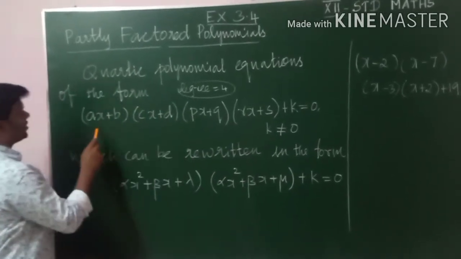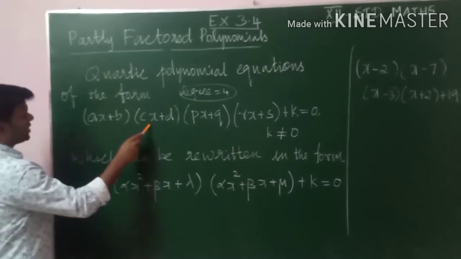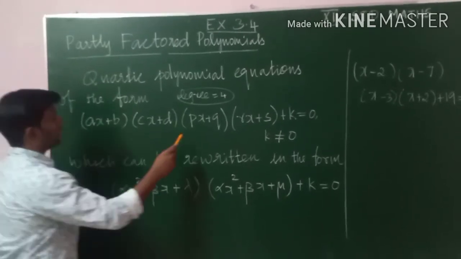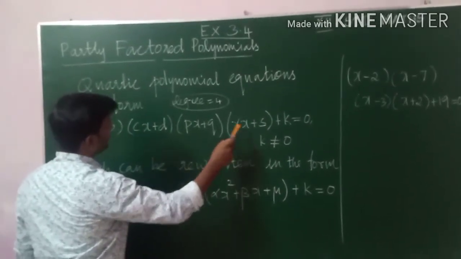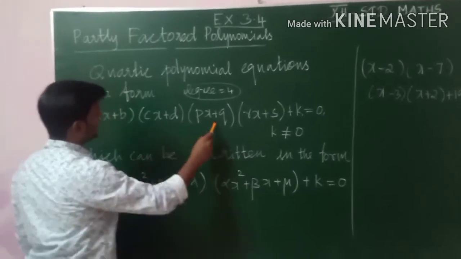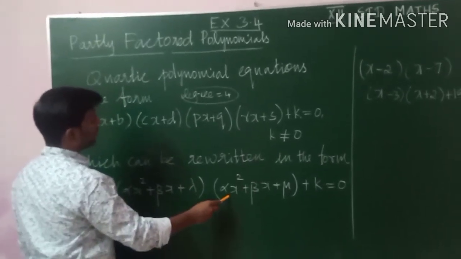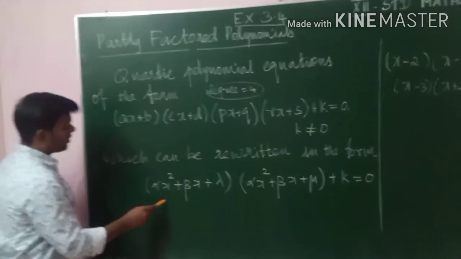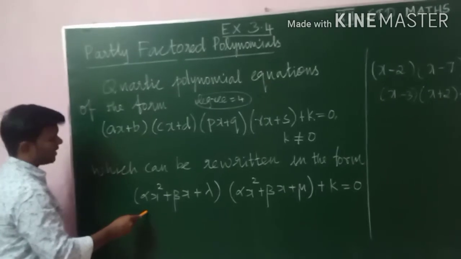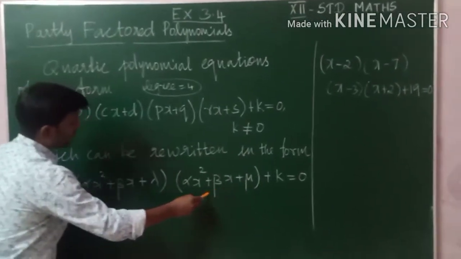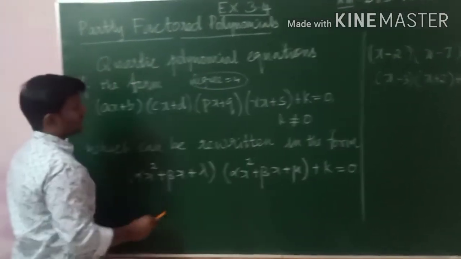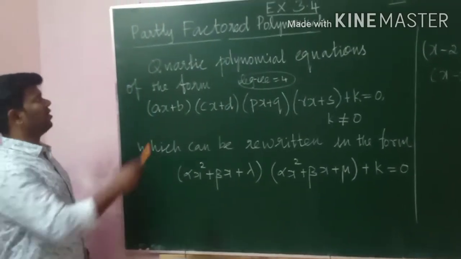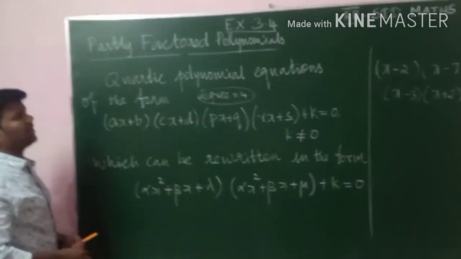Suppose you multiply these two polynomials, (ax + b)(cx + d), we get αx² + βx + λ, and (px + q)(rx + s), if you multiply these two linear polynomials, we get αx² + βx + μ. So we have to note that the coefficient of x² and x must be the same in both the quadratic polynomials. So like that we have to select. This is partly factored polynomials.